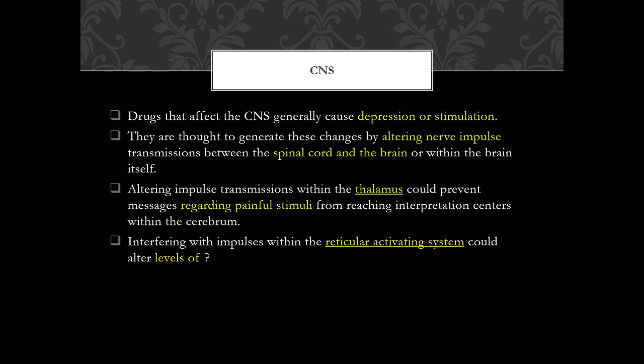Drugs that affect the CNS generally cause depression or stimulation. They're thought to generate these changes by altering nerve impulse transmissions between the spinal cord and the brain or within the brain itself. Altering impulse transmissions within the thalamus could prevent messages regarding painful stimuli from reaching interpretation centers within the cerebrum. Interfering with impulses within the reticular activating system could alter levels of consciousness. Now remember what the reticular activating system is responsible for. It's responsible for wakefulness, right?